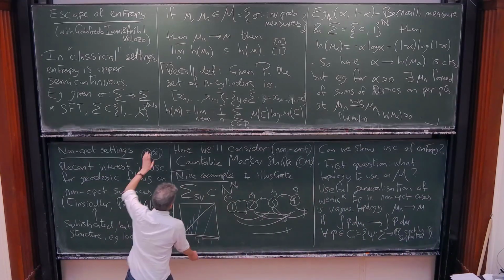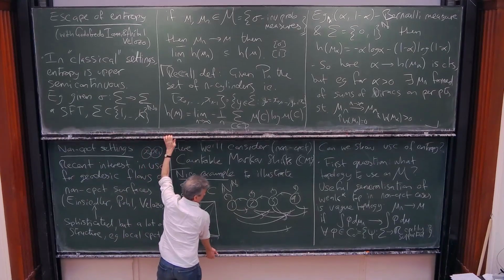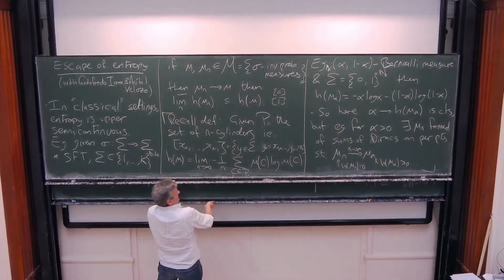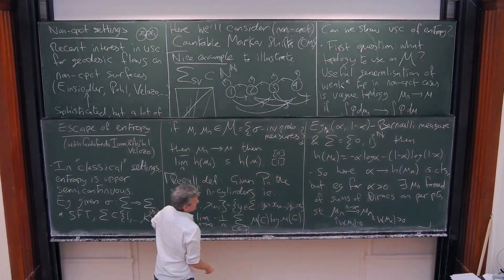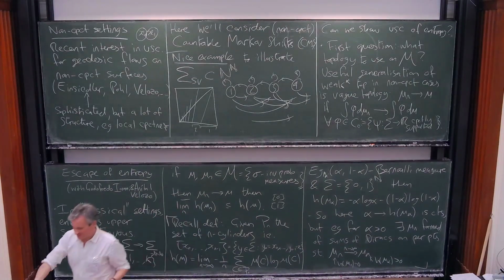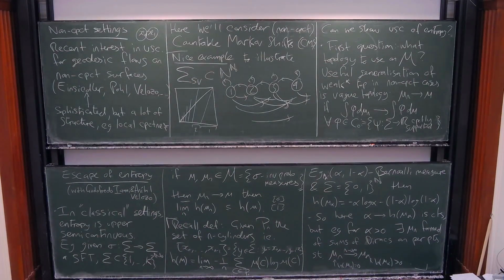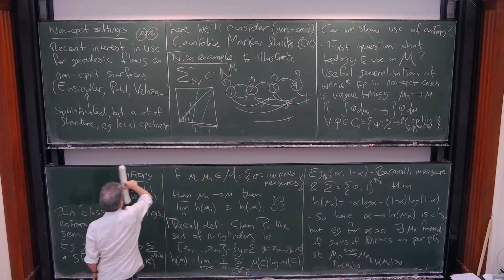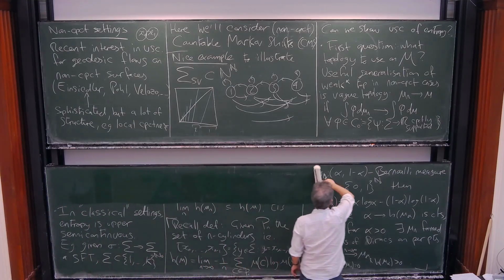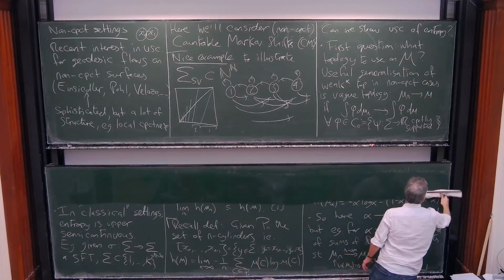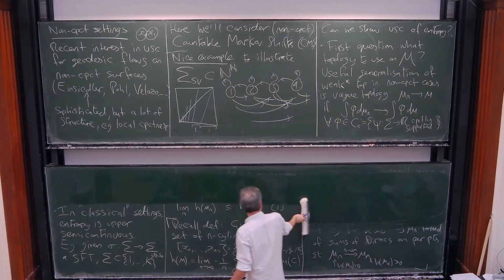So if two sequences agree, the symbols all agree up to the nth step, but they disagree at the (n+1)st step, then the distance between those two is 2 to the minus n. So just the usual metric for shifts. But yes, that's a good question.